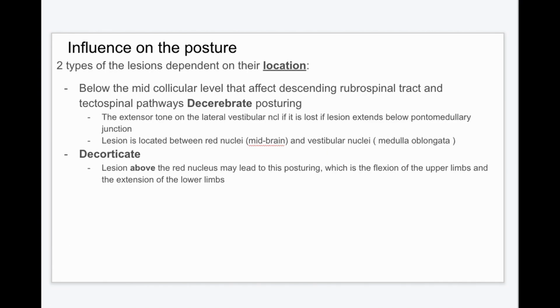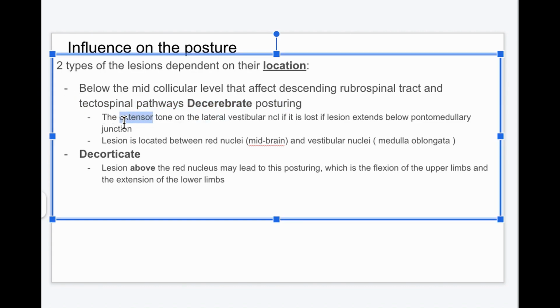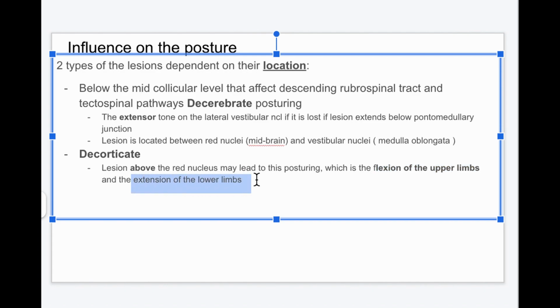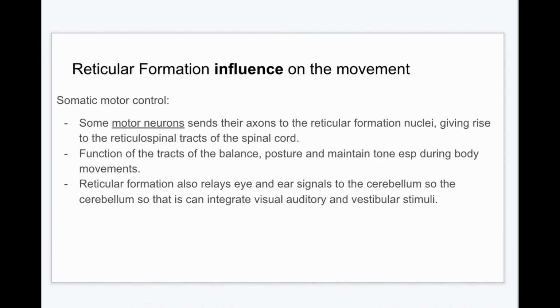So like I said, decerebrate basically means you're all extended. So the key point over here is extended, and decorticate basically means you're flexed in the upper limb, and everything else is extended. So flexed in the upper limb, and then everything else is going to be extended. So that's going to be really, really key working over here.